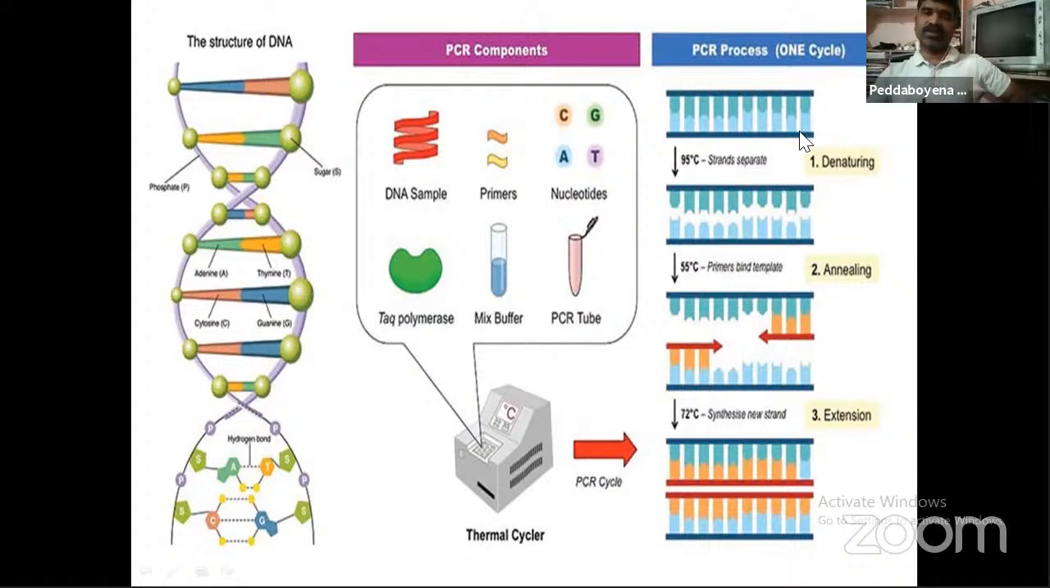In this, remember these: denaturing, annealing, and extension. These are very important, and you should concentrate on the temperature, which is very important. So here denaturing is 95 degrees centigrade, annealing is 55 degrees centigrade, and extension is 72 degrees centigrade, very very important. In PCR reactions we use a mixture of buffer solution, and the next important enzyme is the Taq polymerase. That is very important.